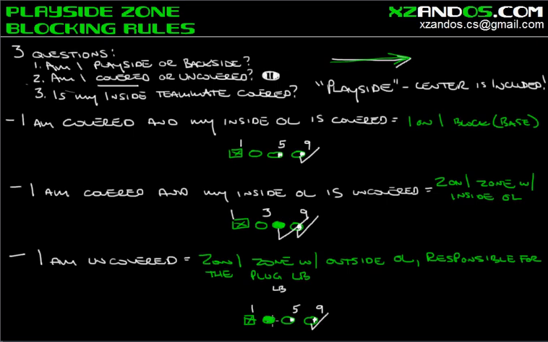I am uncovered. So now we're talking about the guard. So the guard knows he is on a two-on-one zone with the outside offensive lineman, which would be the tackle, and he is also responsible for the plug LB. So he is also, while he is teaming 2-on-1 to block that 5 technique, his eyes are on that LB. And that LB might take 2 paths. So I'm going to do this in 2 different colors here.